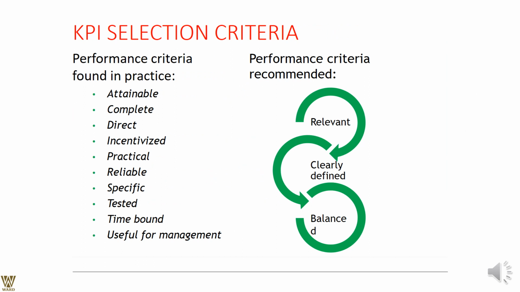Remember, at the fag end, if we want to go about the performance criteria, this is what it is all about. It should be relevant, it should be defined, it should be clearly balanced, as in what the concern is around here. It should be relevant, clearly defined, and completely balanced as such. Remember, the performance criteria should be attainable, complete, direct, incentivized, practical, reliable, specific, tested, time bounded, and definitely of utility to the management.